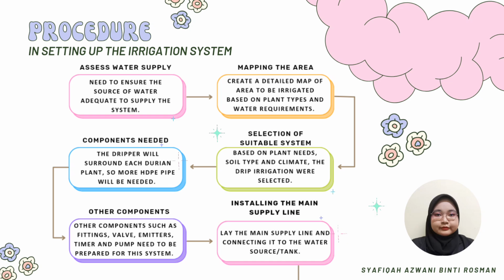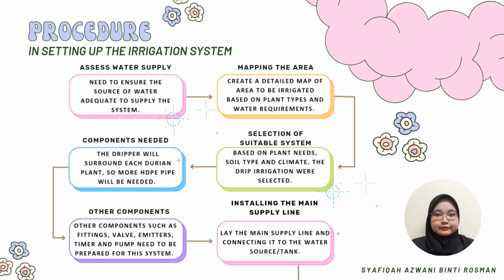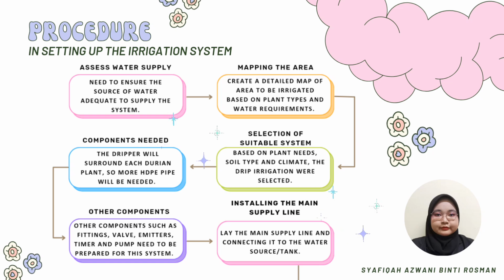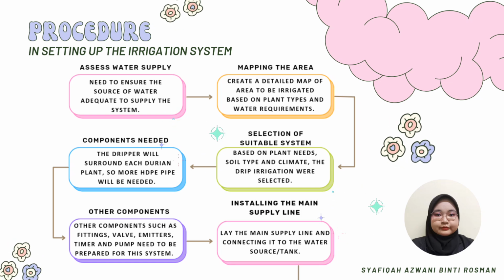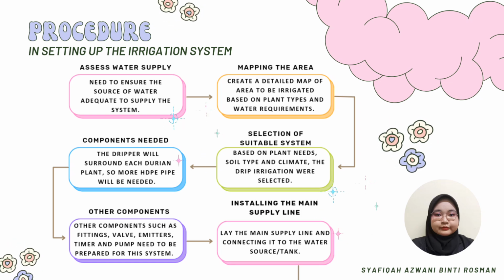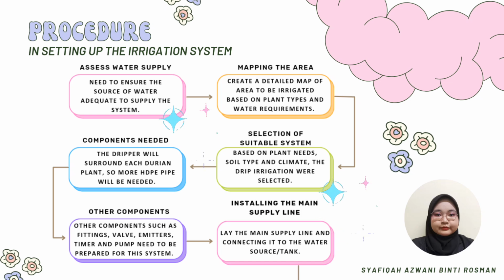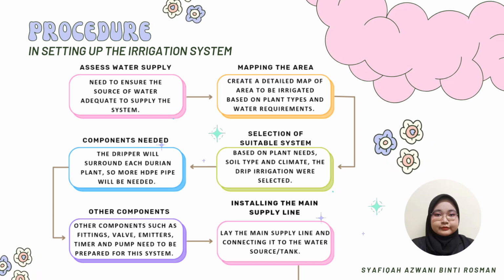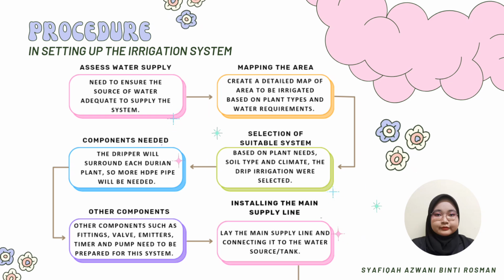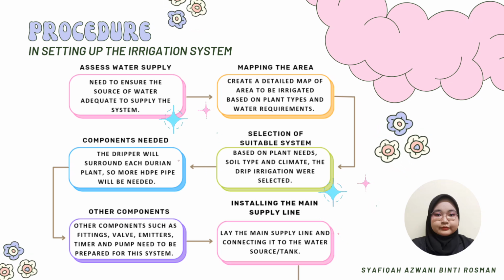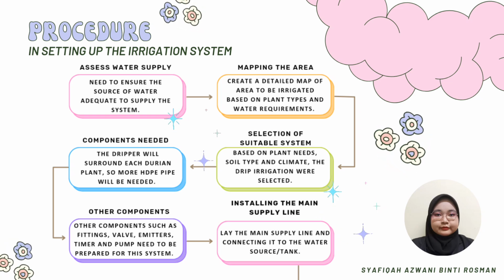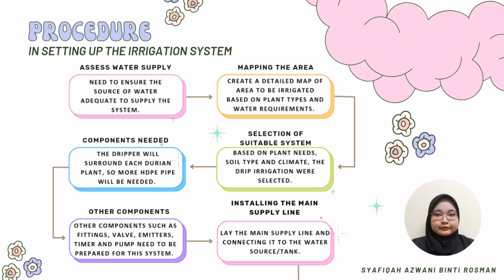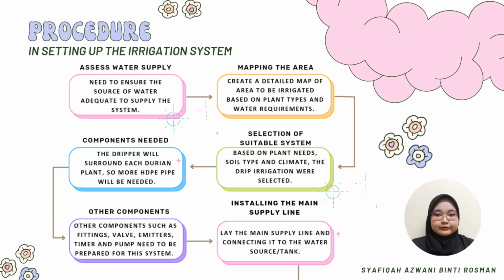Now I will explain about the procedure in setting up the irrigation system. For the first one, assess water supply. We need to ensure the source of water is adequate to supply the system. The next one, mapping the area. Create a detailed map of the area to be irrigated based on plant types and water requirements. Next, the selection of suitable system. Based on plant needs, soil type and climate, the drip irrigation was selected.